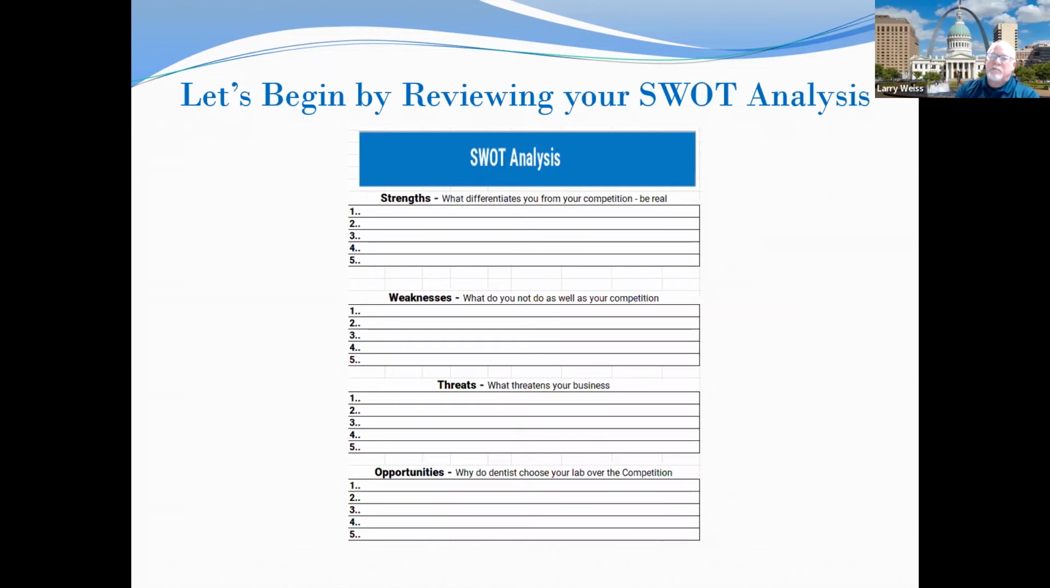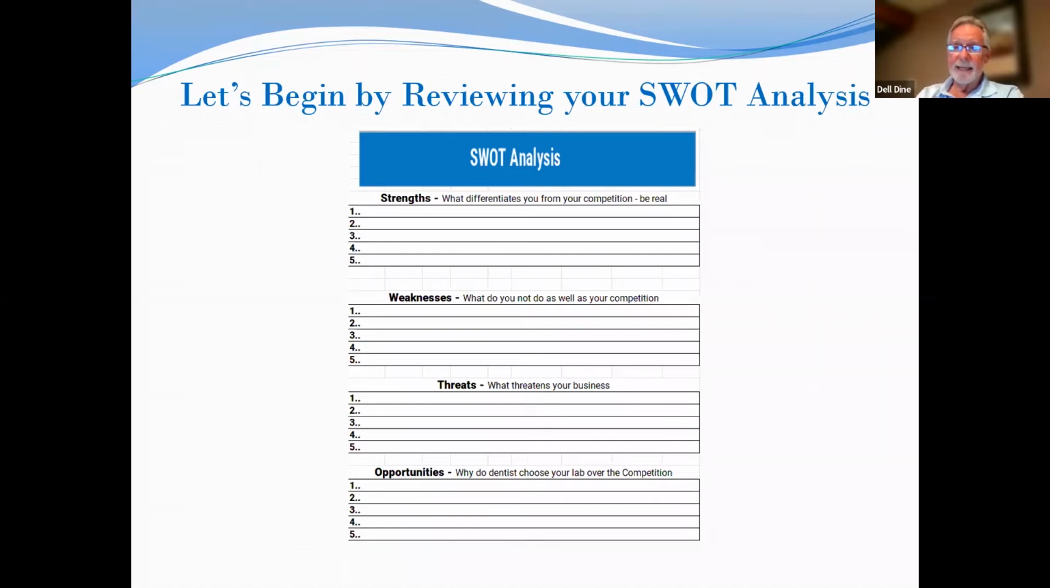Dell, some thoughts? Yeah, just on the weakness side of it, again, we sort of speculate what the dentist is thinking. We looked at several of the lost opportunities, as we called them, which were practices that came in, tried us, but didn't stay with us. The first thing you tend to go to as a lab guy is, we must have failed on the quality.